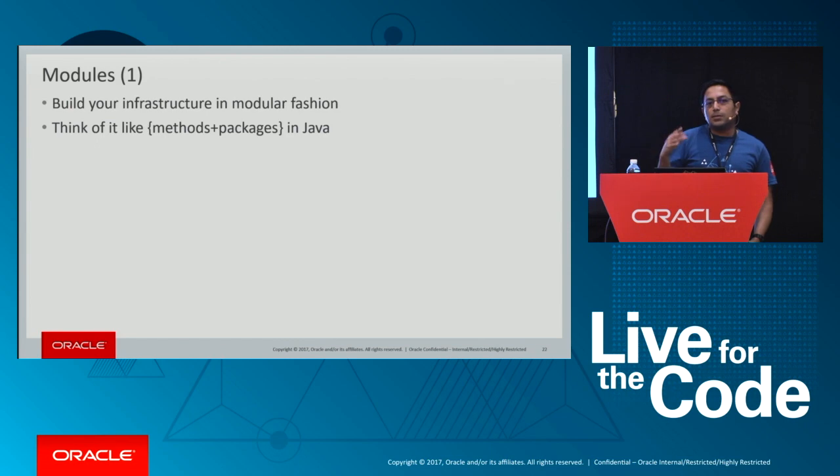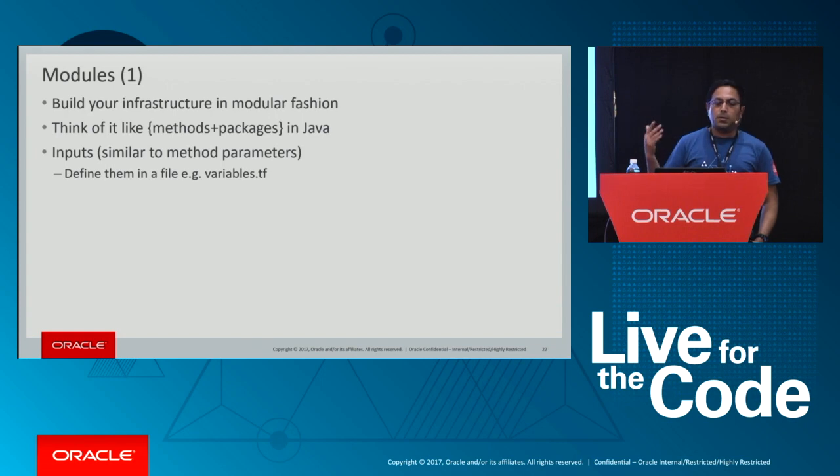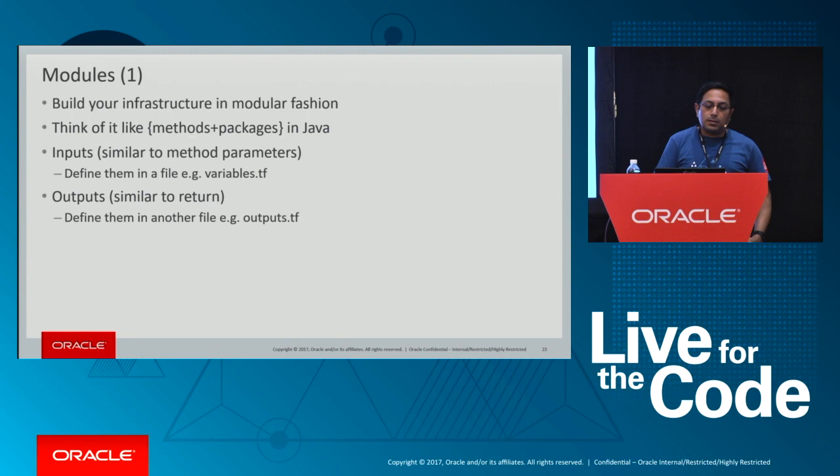The second thing is that it helps you isolate certain features and also increase reuse. You can think of modules like a combination of methods and packages in Java. It has inputs, similar to method parameters, and you can name the file anything. The name of the file in Terraform actually does not really matter, unlike in Java, right? The second one is output, which is similar to return. You want to return something or print something for somebody else to call this or get the value. Again, the name of the file does not really matter. You could arguably put everything in one single file, but that's not really good for maintenance.